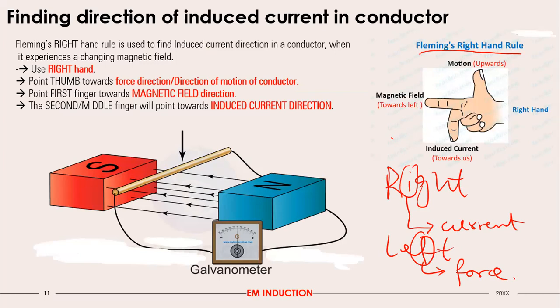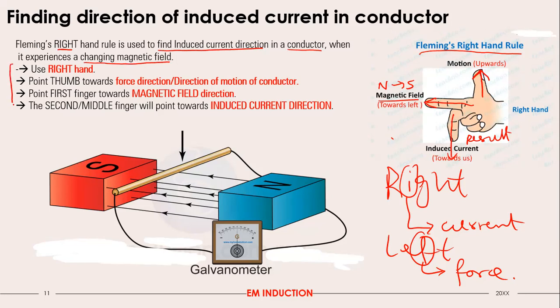So everything is there. You have to use your right hand and you have to point your thumb towards the direction of movement or direction of force in the coil. You have to point your first finger towards the direction of magnetic field, which is always from north to south. And then the second finger will tell you the result, like it will tell you the direction of induced current, which is the conventional current. So Fleming's right hand rule is used to find induced current direction in a conductor when it experiences a changing magnetic field.